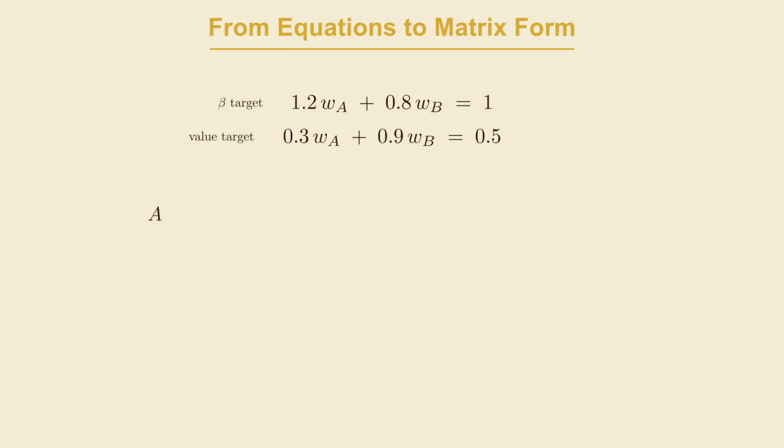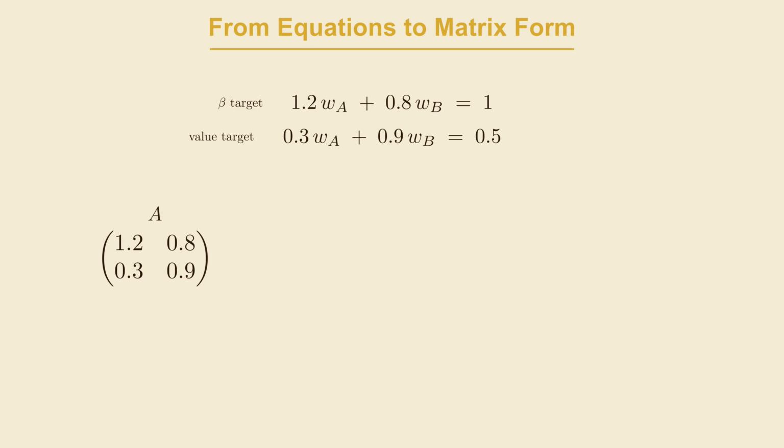Let's look at the coefficients in our two equations. They sit in a regular grid, 1.2 and 0.8 in the first equation, and 0.3 and 0.9 in the second. We can pull those four coefficients out and stack them into a 2 by 2 matrix, which we'll call matrix capital A. The first row of A is the coefficients from the market exposure equation, 1.2 and 0.8. The second row of A is the coefficients from the value exposure equation, 0.3 and 0.9. So now we've used a matrix to organize our coefficients based on which formula they belong to and based on which asset they're going to be related to.